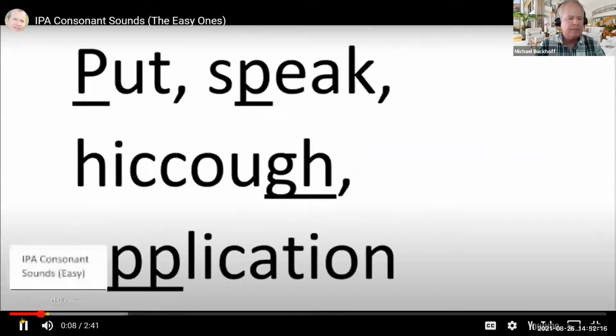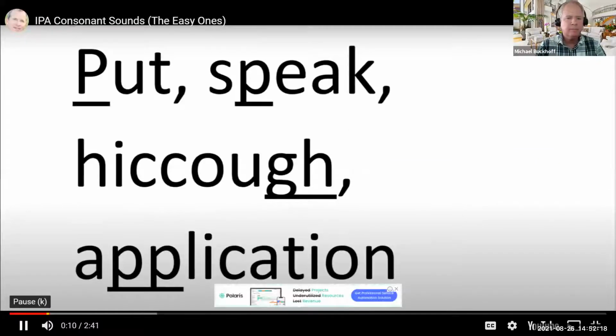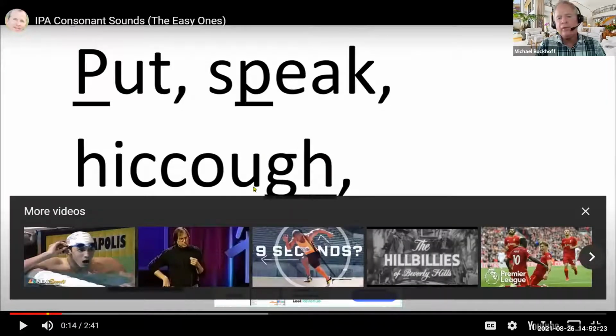P: put, speak, hiccup, application. I also put things like GH in there, something unusual where the actual spelling doesn't match the sound. We have a lot of unusual spelling patterns in English because we've had so much impact from so many languages historically. France conquered England for about 200 years, and French was spoken in England for a long time. Once they kicked the French out, English was still there. It survived, but it had a huge influence from French.